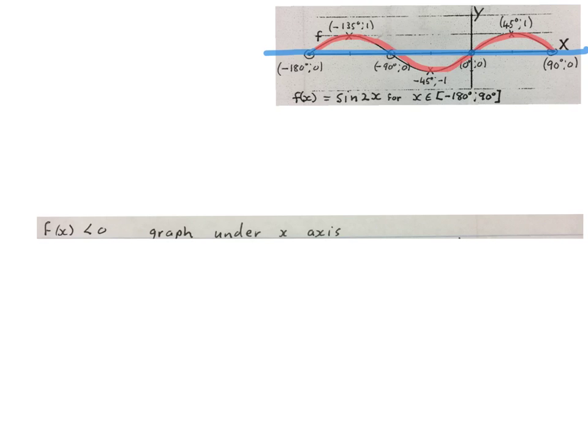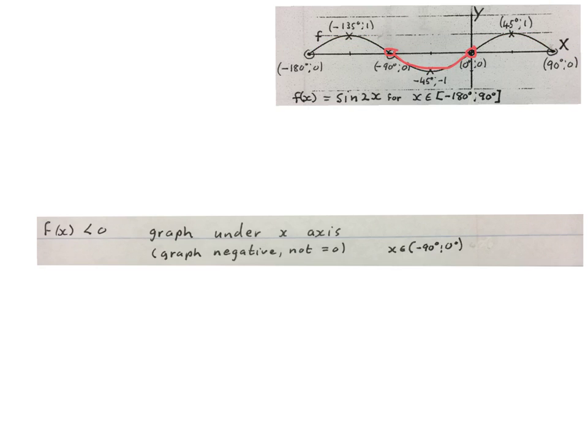The next one we use is f of x is smaller than 0. It means where the graph is under the x-axis, where this red snake is under the blue line. That is where the graph is negative and not equal to 0. It is only the red part that I colored in there. So it's x is bigger than minus 90 and smaller than 0. Please stop the video and see how it works.